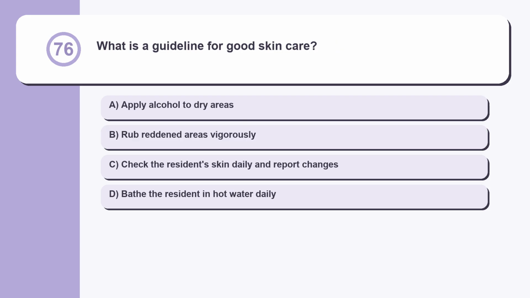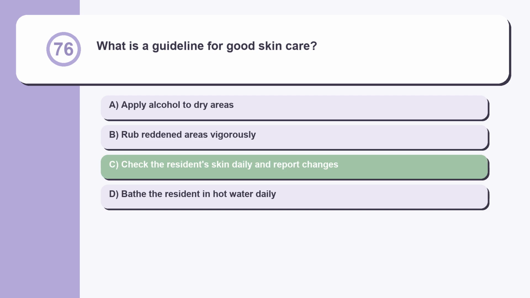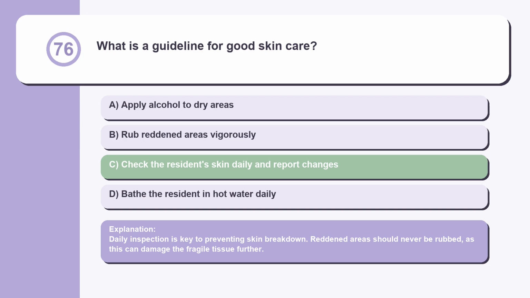Question 76. What is a guideline for good skin care? Apply alcohol to dry areas. Rub reddened areas vigorously. Check the resident's skin daily and report changes. Bathe the resident in hot water daily. Daily inspection is key to preventing skin breakdown. Reddened areas should never be rubbed, as this can damage the fragile tissue further.